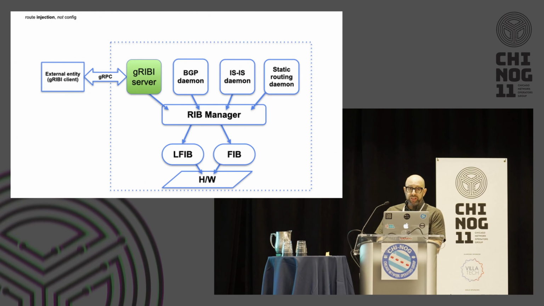Again, this is route injection. This is not configuration, so we're not going in on the CLI and saying, give me interface tunnel 100, encap, GRE, destination, source, all of that. We are programming these entries dynamically into the RIB.